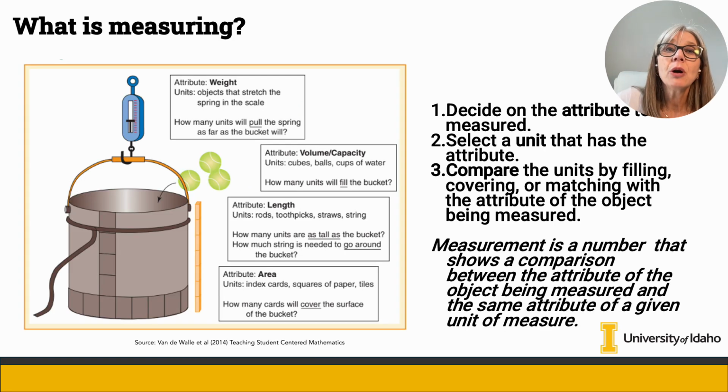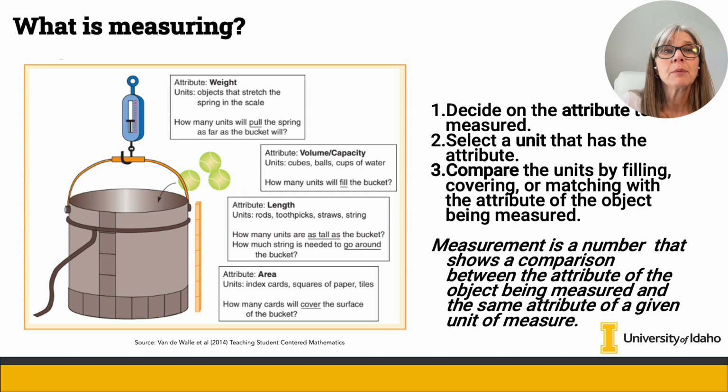As a teacher, you hope the students ask you, what about the bucket do we have to measure? Each aspect that can be measured is called an attribute. We can measure the surface area of the bucket, its weight, its capacity, or how tall the bucket is. Next, we have to choose a unit that has the same attribute being measured. For example, length is measured with units that are linear. Volume is measured with units that take up space, like cubes.